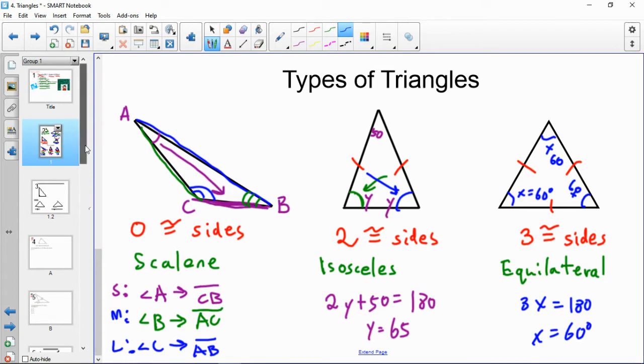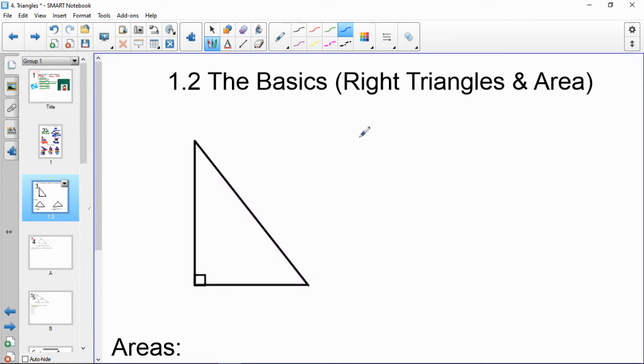And that's the different types of triangles that we can deal with. And now let's move on to another set of basics. This time we're going to talk about right triangles and area. So let's talk about right triangles first. This triangle I'm presenting you with is a right triangle, and you know that because one of the angles is the right angle, given by this little box over here. That implies that this is 90 degrees every time.